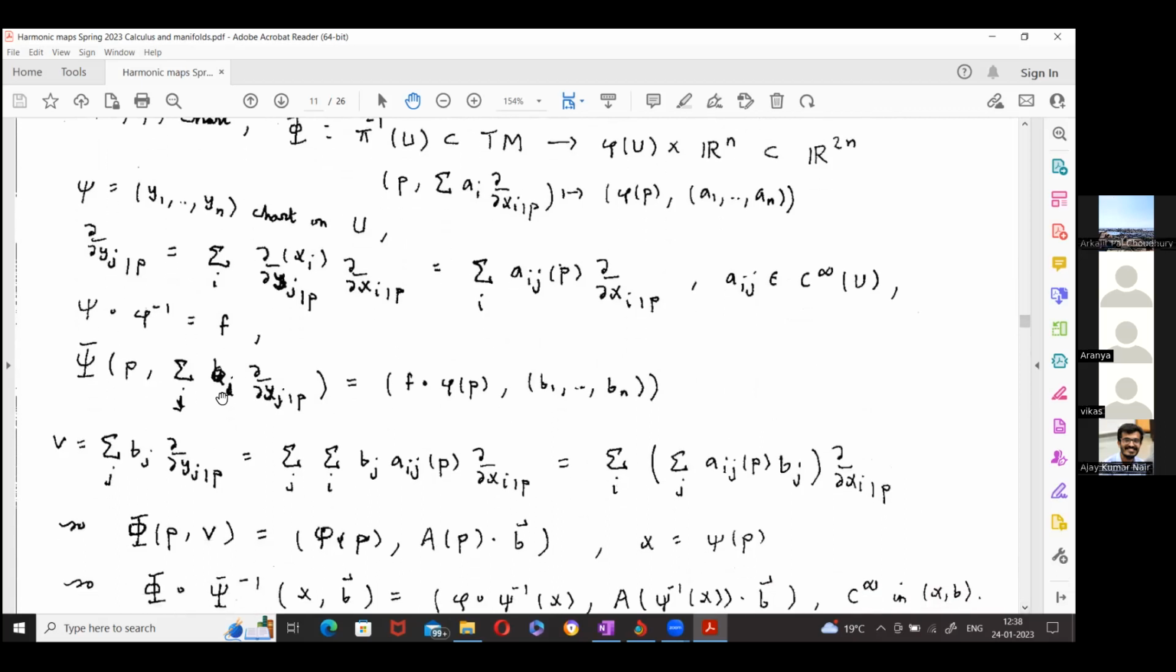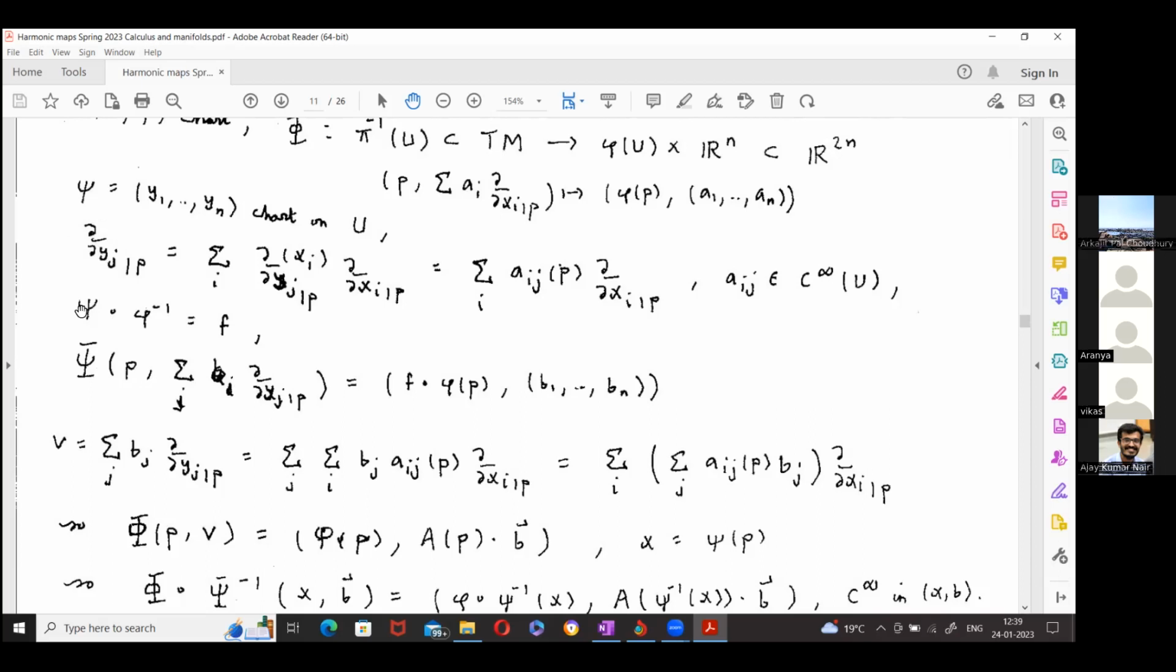So now, corresponding to these coordinates y1 to yn, I have another chart, capital Psi, on the tangent bundle, right? What does it do? So capital Psi acting on p comma, well, I write a tangent vector in the form sum over j of bj ∂/∂yj at p, right? So this is going to map to little psi of p comma b1 to bn, by definition. And little psi and little phi are charts on M.